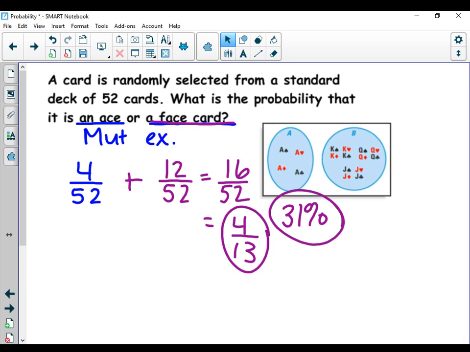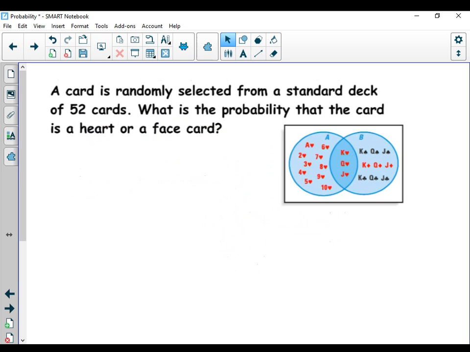So I just first ask the question, can they happen at the same time? If they can, it's not mutually exclusive. If they can't, it is mutually exclusive. We follow the formula, okay? Try this one.